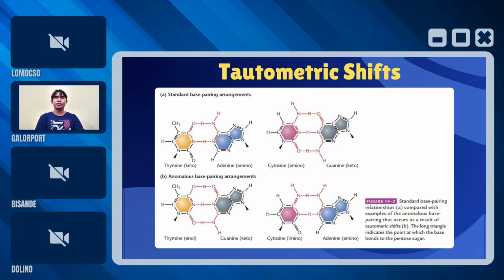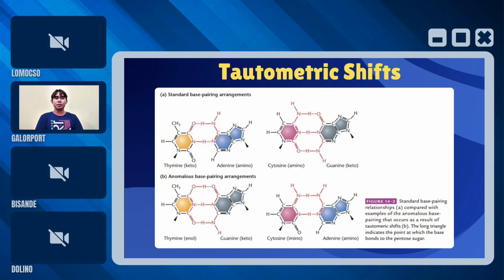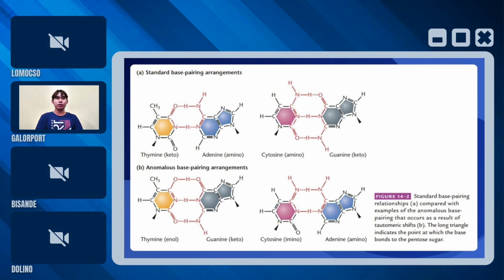Basically, next slide please, tautomeric shifts alter the base pair: the keto-enol forms of thymine and guanine, and the amino-imino forms of cytosine and adenine. As we all know, the standard base pairing is thymine and adenine, as well as cytosine and guanine. However, in the anomalous base pair arrangement, it will be thymine with guanine and cytosine with adenine.